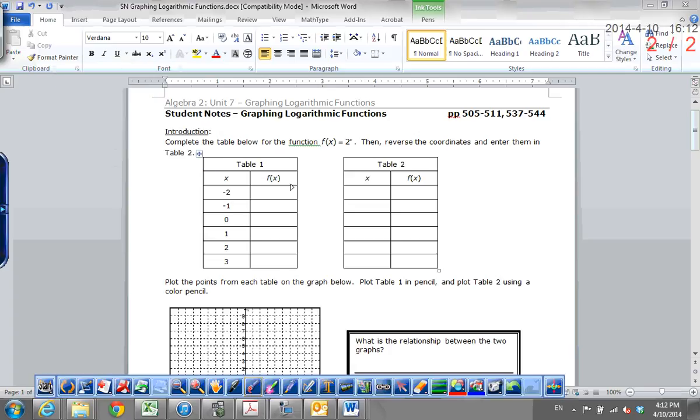Going to be graphing log functions. They're related to exponential, so refer to my previous video if you would like to see those. The first thing we're going to do is graph y equals 2 to the x power.